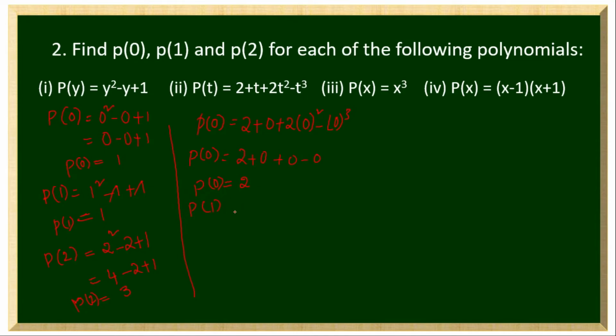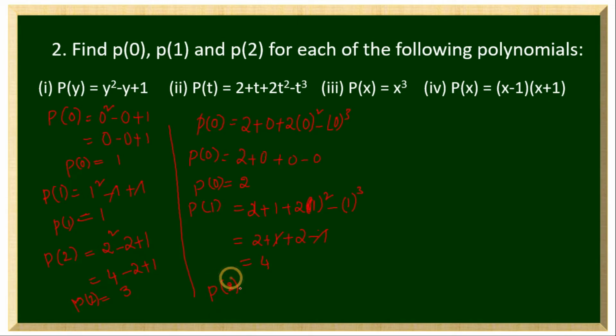Whereas p of 1, in the same way, in the place of t we have to substitute 1. So 2 plus 1 plus 2 into 1 square minus 1 whole cube. 2 plus 1 plus 1 square value is 1, 1 into 2, 2. Minus 1 cube value is 1. So plus 1 minus 1 will get cancelled. 2 plus 2 is 4. p of 1 value for this polynomial is 4.